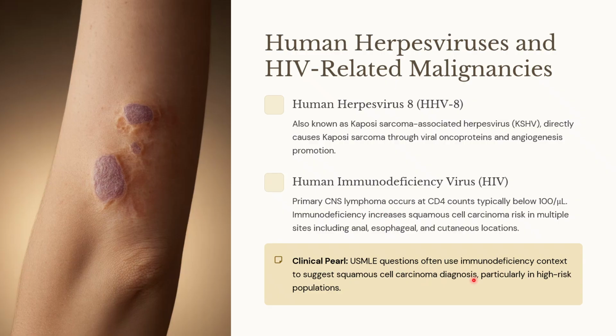USMLE questions will often use an immunodeficiency context to suggest a squamous cell carcinoma diagnosis. So generally in immunodeficient patients, they will be hinting towards squamous cell carcinoma.